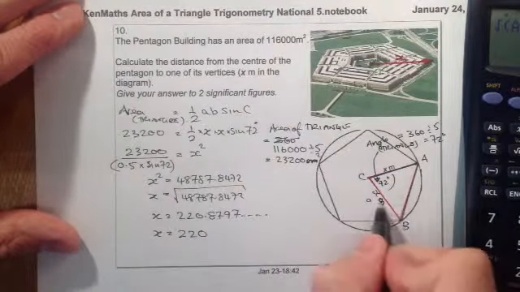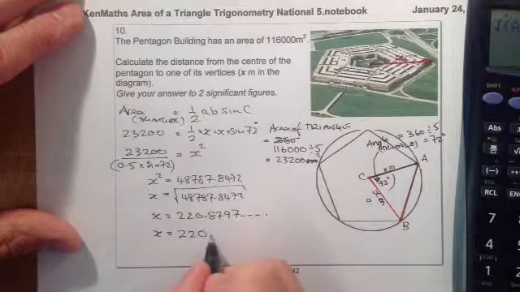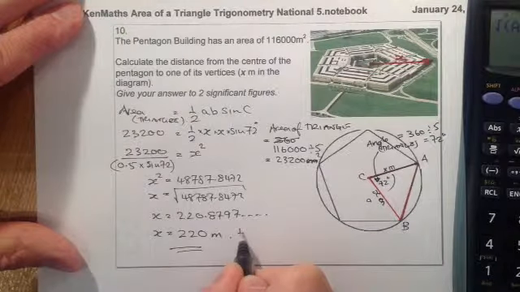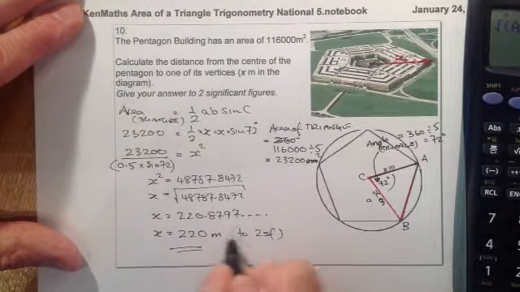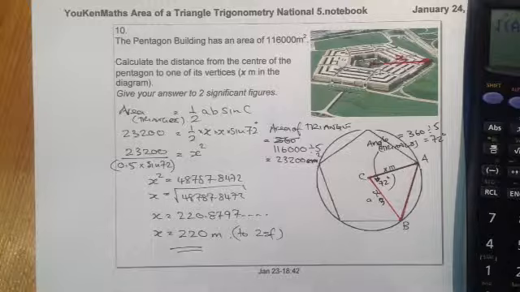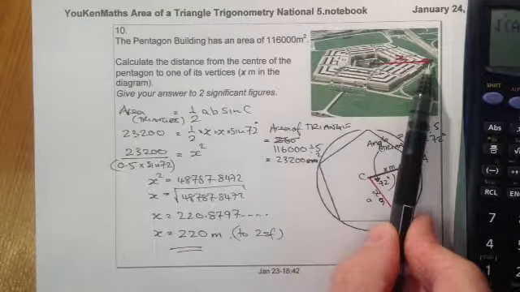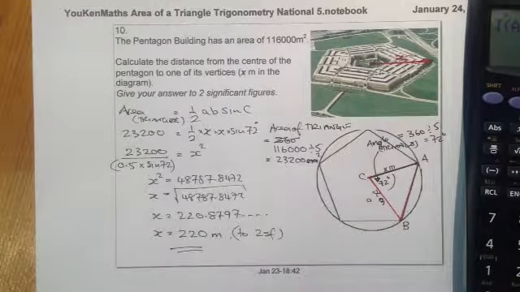So that's metres, and that's going to be metres. Okay, that was two significant figures. Okay, so the distance from the centre of the pentagon out to one of the vertices is going to be 220 metres.